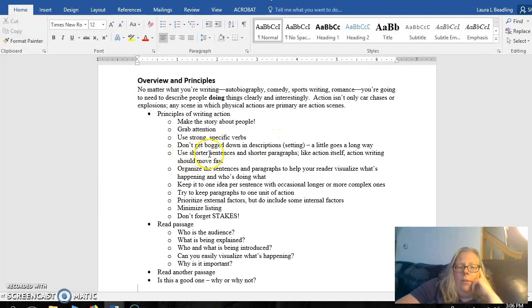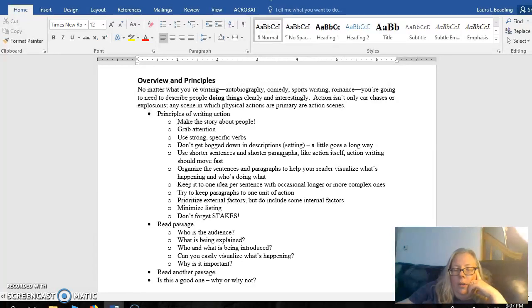You can definitely use shorter sentences and shorter paragraphs. Like action itself, which happens quickly and without a lot of time or deliberation, your action writing should also move quickly. But don't forget to organize those sentences and paragraphs to help your reader visualize what's happening and who's doing what. A big block of all sorts of chaotic action is really difficult to read.